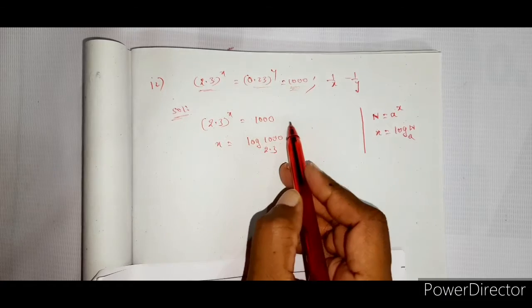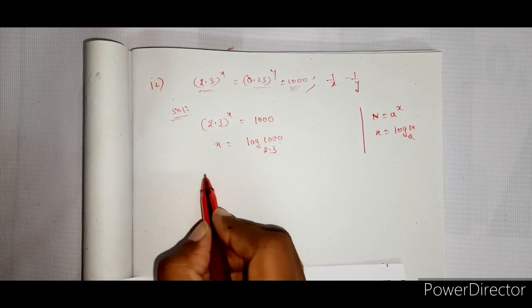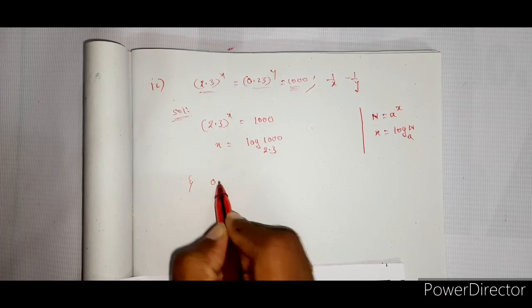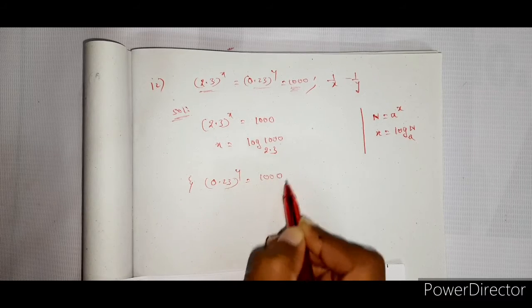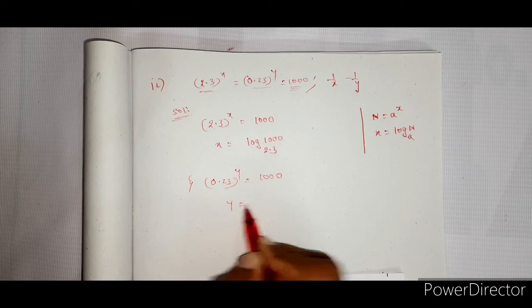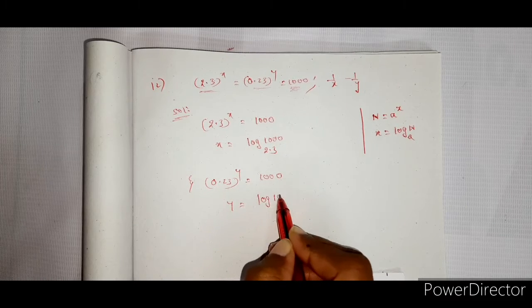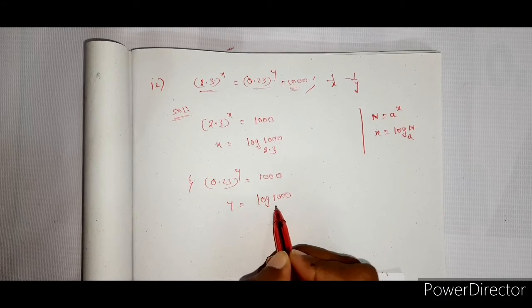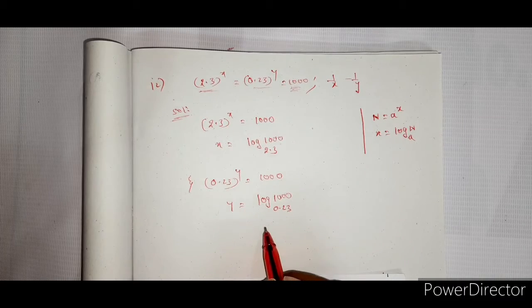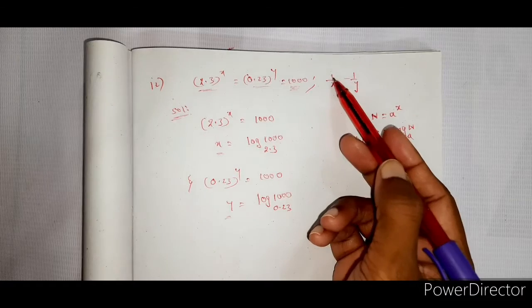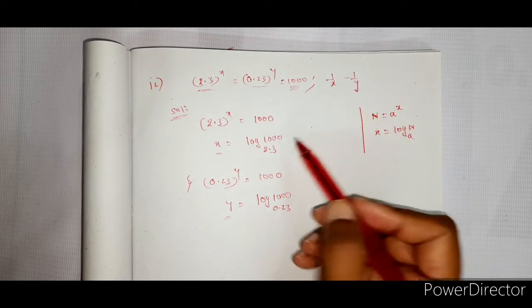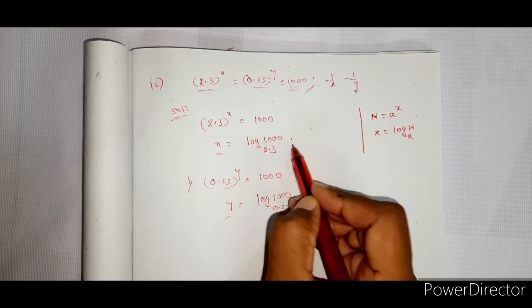Now if you take this relationship, 0.23 whole power y is also equal to 1000, is it not? So similarly, y is equal to log 1000 base 0.23. Just take log here, bring this base down. So we got the value of x and the value of y. Now what we need is 1 by x and 1 by y. So here itself I will find out 1 by x.